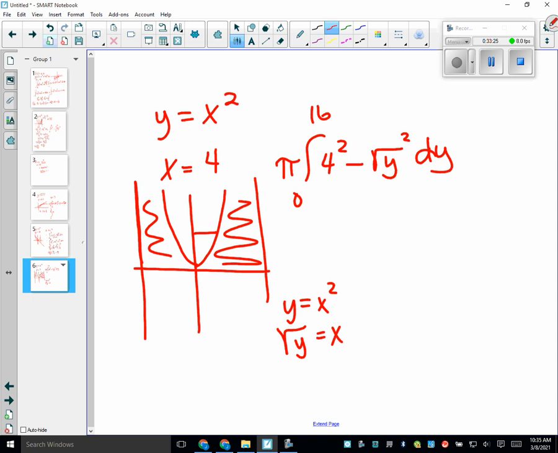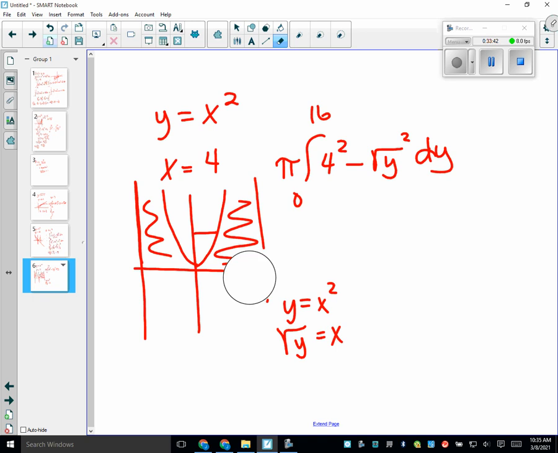It doesn't rotate around 0. So if it rotates around 0, then washers and discs are the same? No, they are R1 squared minus R2 squared. They're both separately squared. Here this would just be like 4 minus y, minus 0.